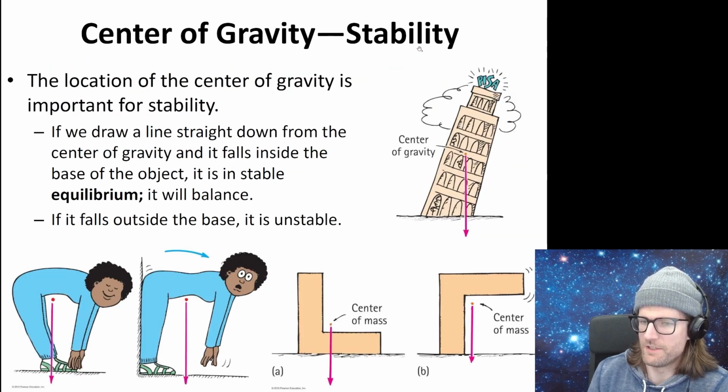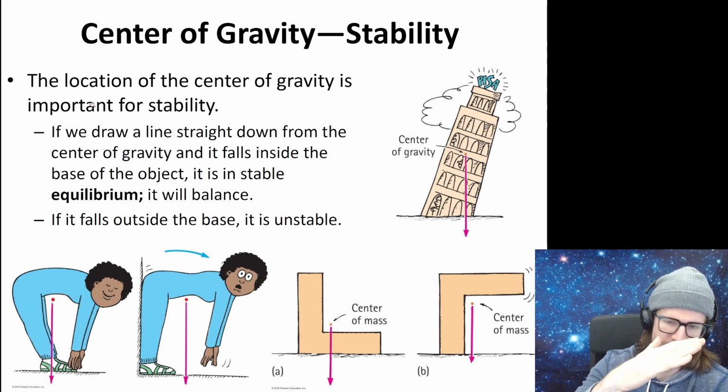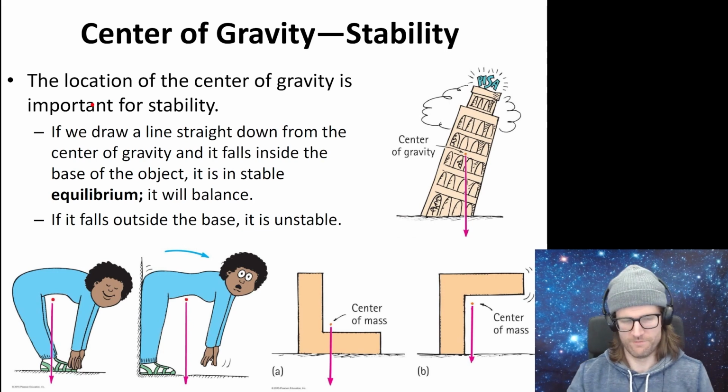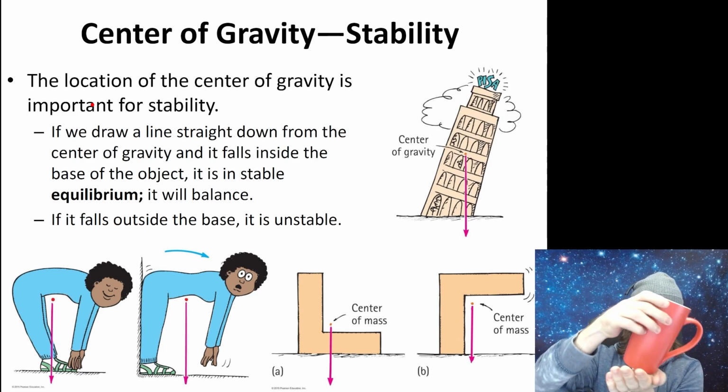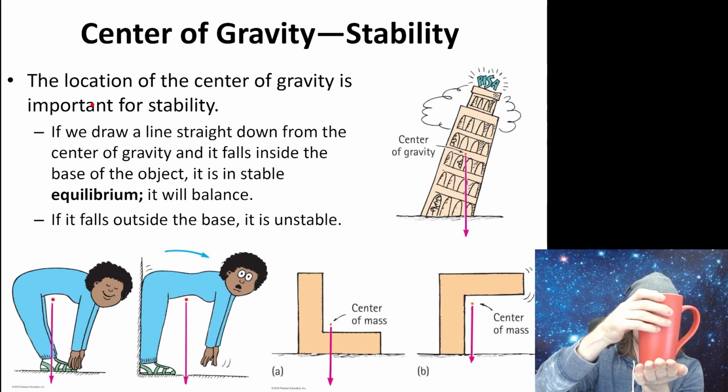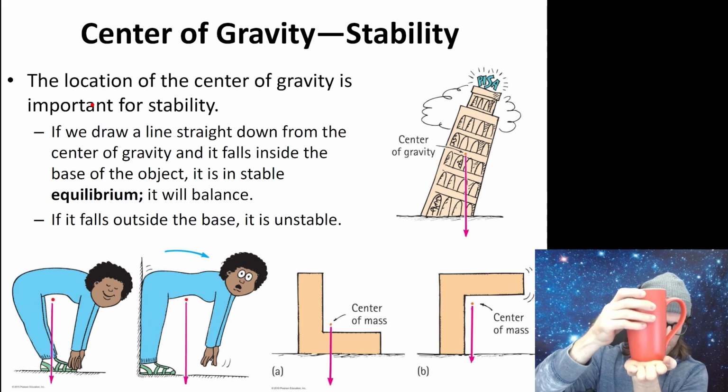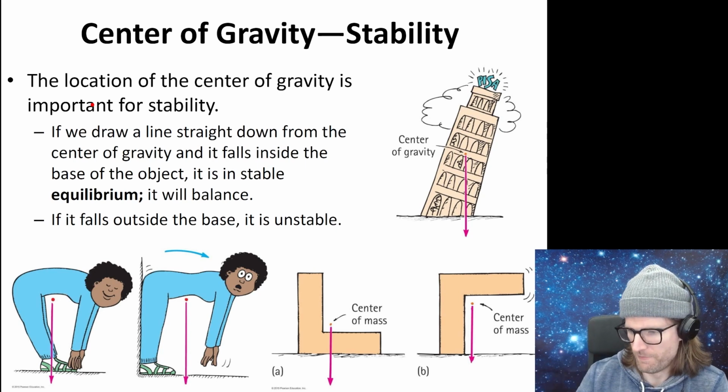Okay, center of gravity stability. So if something is going to topple, then the center of gravity will be outside of its support. So if I have this cup here, supporting it, if the center of gravity moves outside of the support, I know it's going to topple. If the center of gravity stays inside the support zone, it's not going to topple.